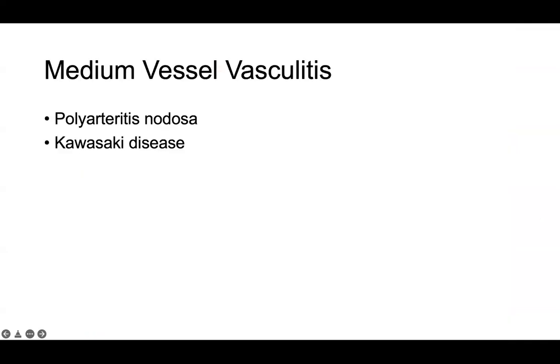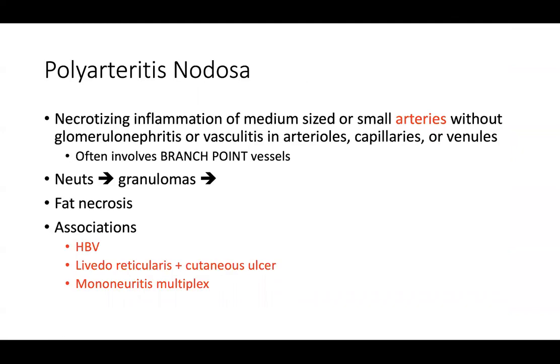So to touch upon medium vessel vasculitis with polyarteritis nodosa and Kawasaki disease, starting off with polyarteritis nodosa, it's known as a necrotizing inflammatory process of medium-sized or small arteries without glomerulonephritis or vasculitis in the arterioles, capillaries, and venules. Often involves the branch point of the vessels. The neutrophilic inflammation leads to granulomas and ultimately to vessel destruction.